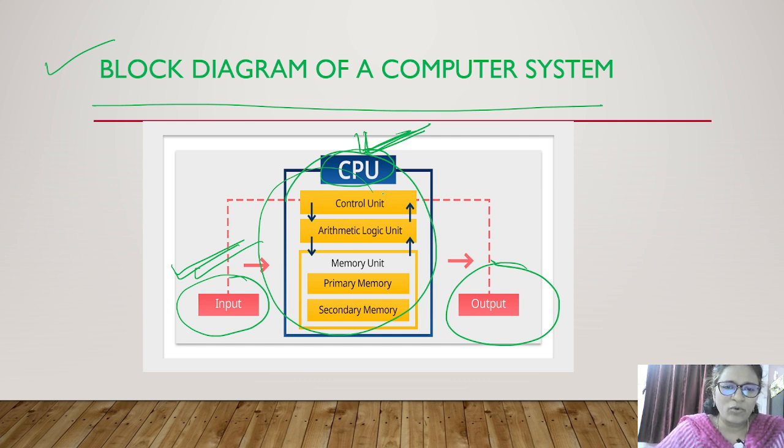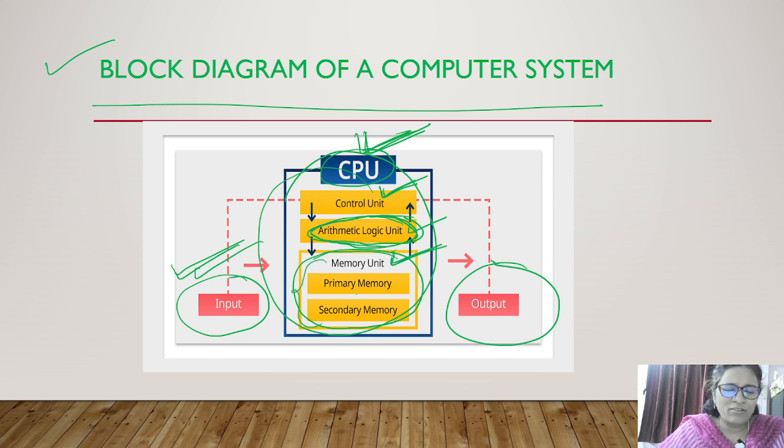In this CPU it has a control unit, an arithmetic logic unit, and a memory unit. Control unit means all the instructions given to the arithmetic logic unit will be controlled by the control unit. This is the main thing where all the calculations will be done, the arithmetic logic unit. And there is a memory unit. Memory means whatever we are storing in the computer will be stored in this memory unit.